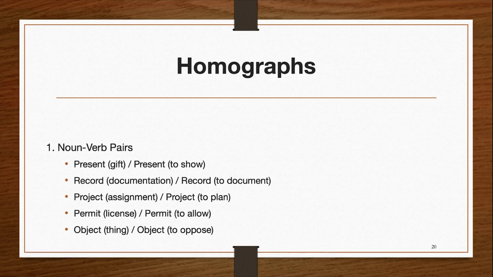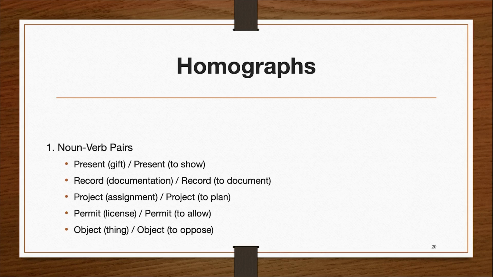Now, here we have some homograph examples like noun-verb pairs. For example, present, that is gift, present, to show. Record in the sense of documentation, or record a document. Where are the records? Here it means physical documents. Whereas if I say I'll record this in the data, here it means documentation. Project could be assignment. Again, project means to plan as well.